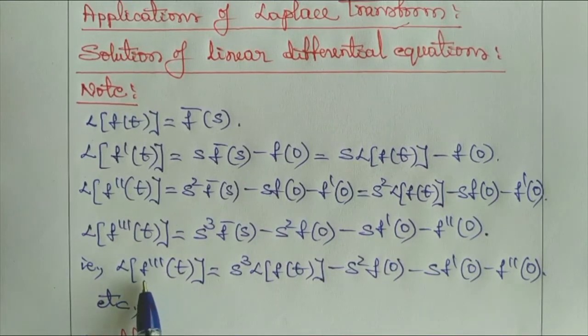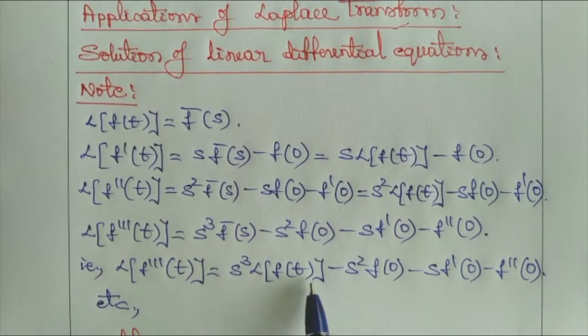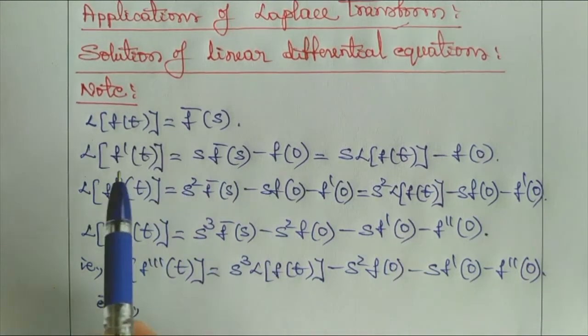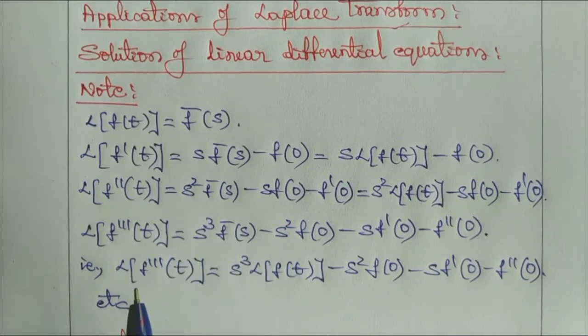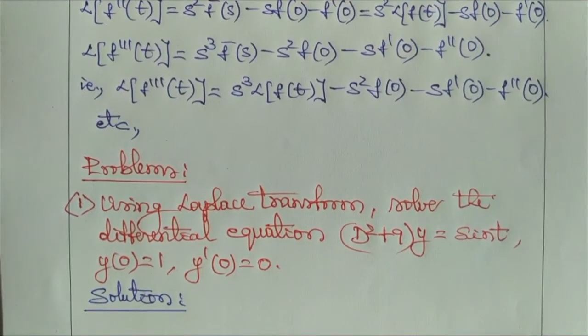That is nothing but Laplace of f triple dash of t is equal to s cube into Laplace of f of t minus s square into f of 0 minus s into f dash of 0 minus f double dash of 0, etc. That means fourth order derivative also we can define like this. So these three standard results are very important: f dash, f double dash, f triple dash of t. Now we'll go forward with problems on this. So one by one we'll take.